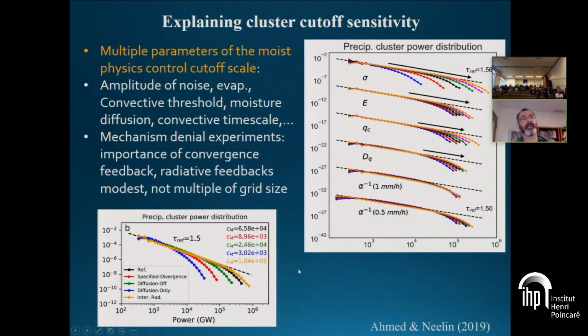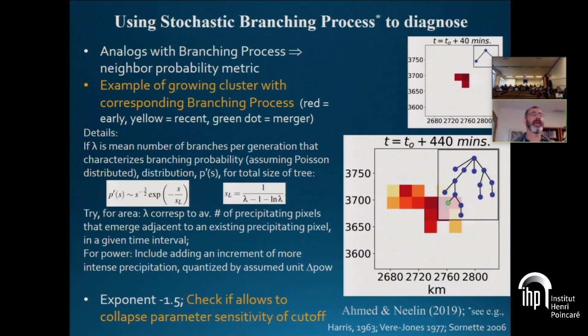And essentially, you have multiple aspects of the moist physics that is going into that cutoff scale. So it's of interest to see if you can make sense of that multiple dependence on the moist physics. You've established that the cutoff scale is important. It's the thing that changes. What's a very simple process that we could use to represent this?